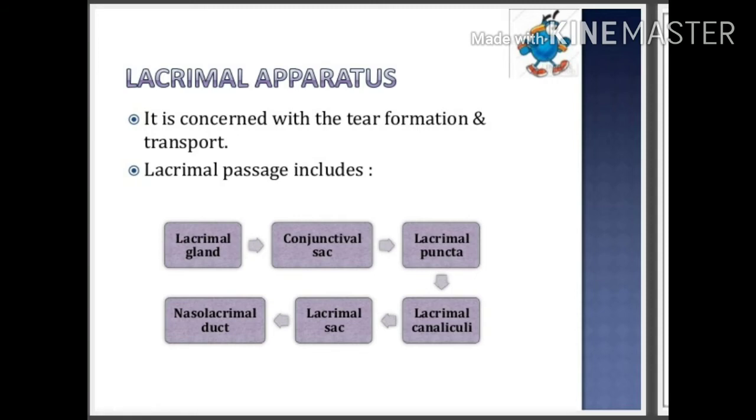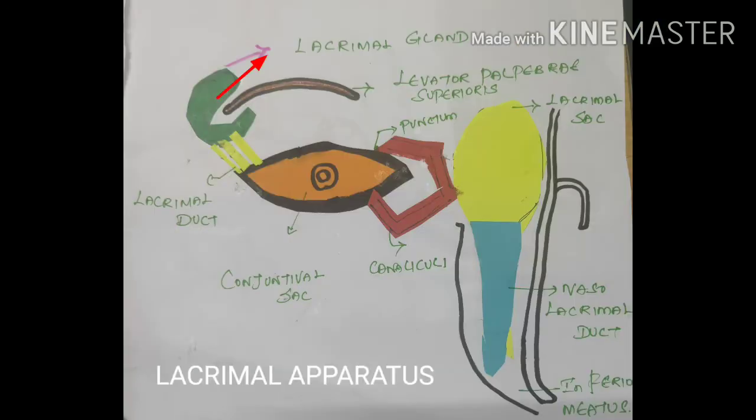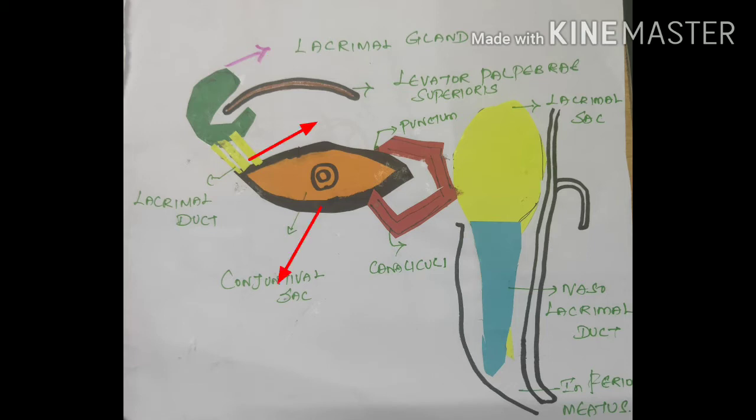Next, we see about the components of lacrimal apparatus. These are lacrimal gland, lacrimal ducts, conjunctival sac, lacus lacrimalis, and lacrimal puncta, lacrimal canaliculi, lacrimal sac, and nasolacrimal duct.